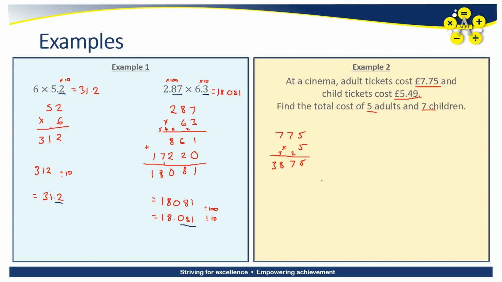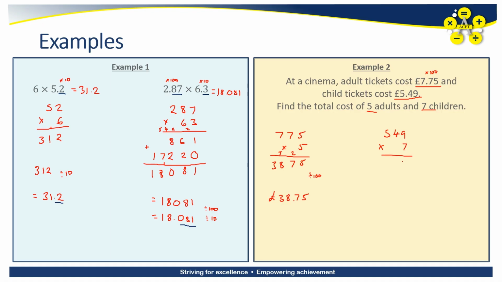So my answer is not 3,875. I had to multiply by 100, so I'm going to divide by 100. That'll actually give me a total cost of £38.75. On to the children then. Children's costs £5.49, so I'm going to use 549 multiplied by 7.